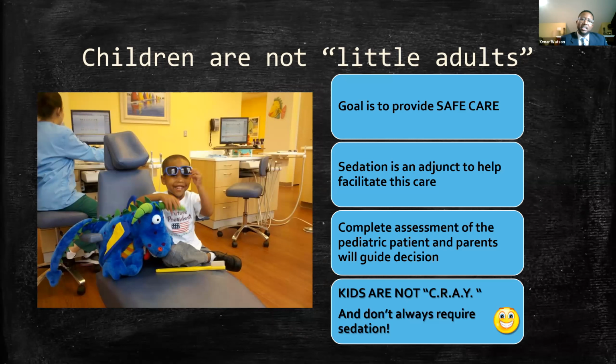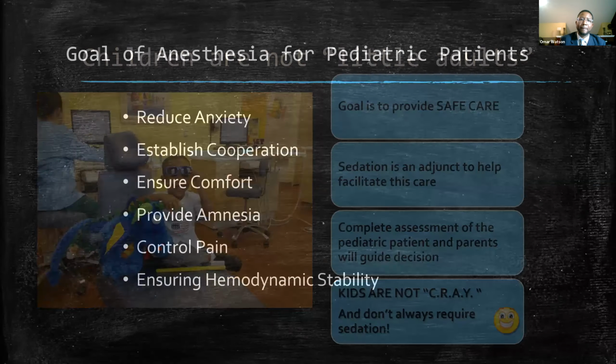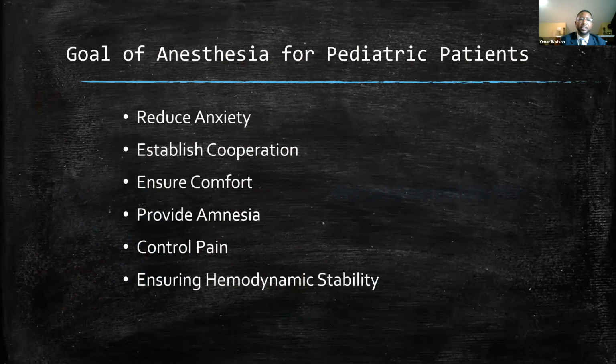Sedation is an adjunct to help facilitate this care. All kids don't need sedation, so we can remember that. Assessment will help to guide this decision. So the goal is to reduce anxiety, establish cooperation, ensure comfort, provide amnesia, control pain. And in larger procedures in the operating room, ensuring hemodynamic stability is a big part of general anesthesia.